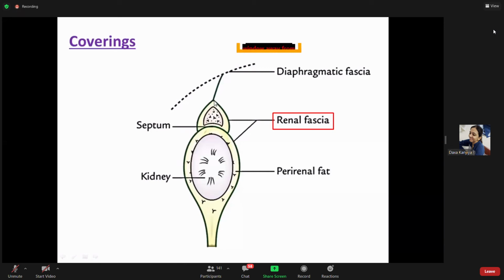At the upper end of the suprarenal gland, both layers of renal fascia fuse together and then merge with the diaphragmatic fascia. So there is a clear-cut septum between the suprarenal gland and the upper pole of the kidney, and this septum is formed by the renal fascia. So the suprarenal gland is covered by the perirenal fat as well as the renal fascia.